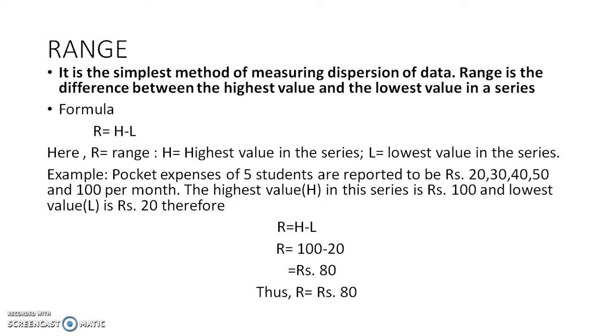There is one example for 5 students. If their pocket money is 20, 30, 40, 50 and 100 per month, the highest value is 100 and the lowest is 20. So we can find out the range: 100 minus 20, that is 80.